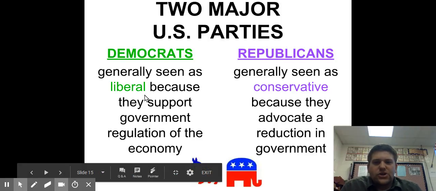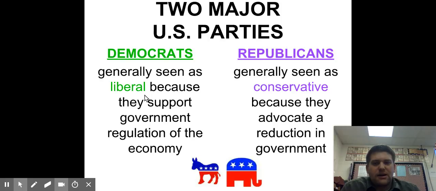Democrats generally are seen as liberal because they support government regulation of the economy, right? And so they're going to fall usually to the left of the spectrum, where Republicans generally are seen as conservative because they advocate for a reduction in government. So most of the time, Republicans are on the right side of the spectrum, Democrats on the left.